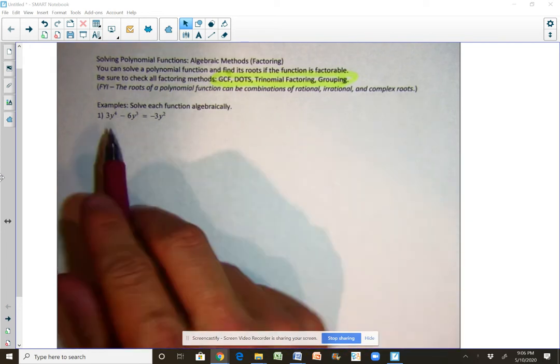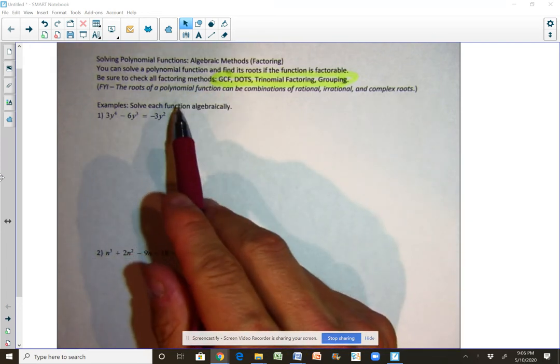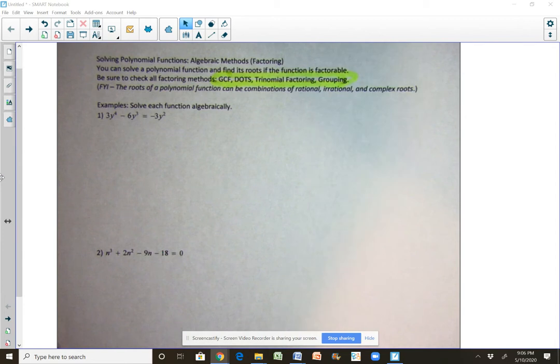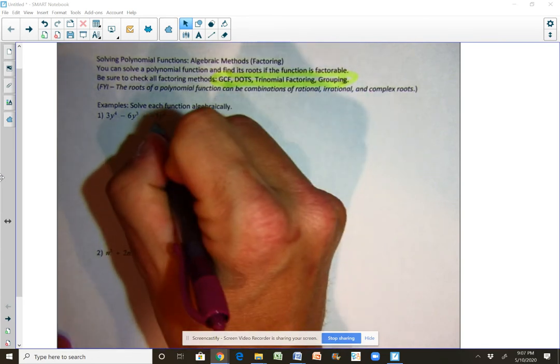So for all of these, solving a polynomial is just like solving a quadratic like we did earlier in the year. You basically want to set it equal to 0 to find the roots, or where it crosses the x-axis, or the zeros of the function. Setting the function equal to 0 is isolating where those occurrences happen. So over here, we'd want to move this over.